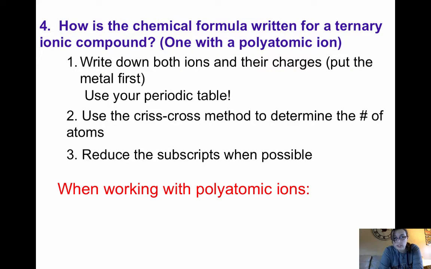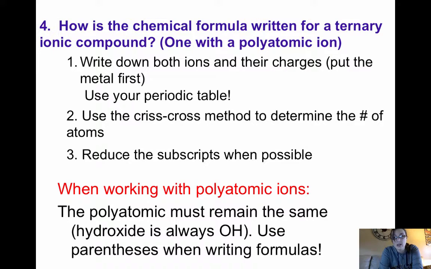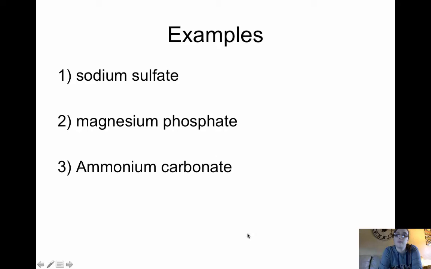Now, when working with polyatomic ions, the polyatomic ion must remain the same, which means, for example, hydroxide is always OH. And what you will do to keep the polyatomic ions intact is you will use parentheses. So if you need more than one hydroxide, so let's say that you crisscross and you need more than one hydroxide, you will put this OH in parentheses and you'll put the number outside of the parentheses.